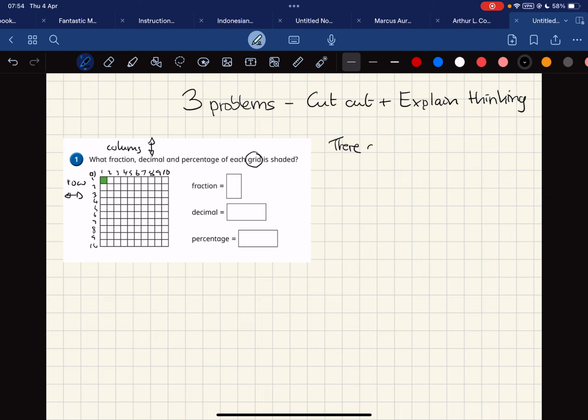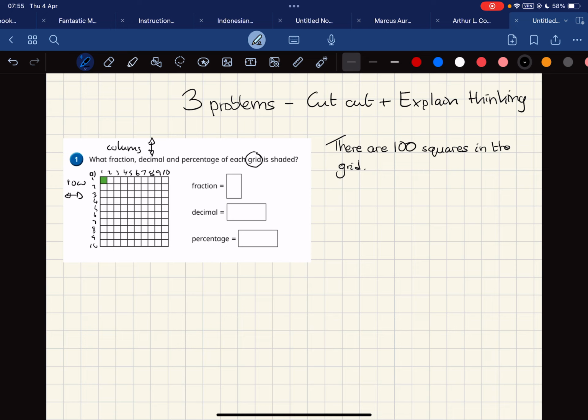So there are 100 squares in the grid. Do you know what? I want to do this a bit neater. So I'm going to do there are 100 squares in the grid.